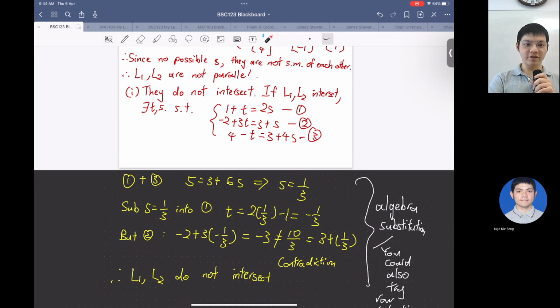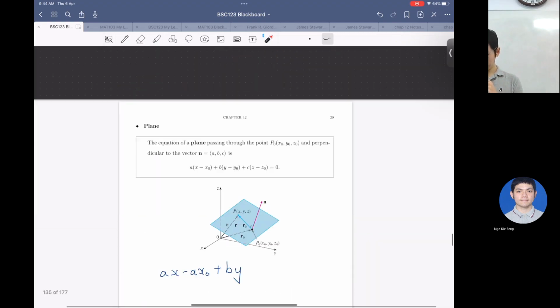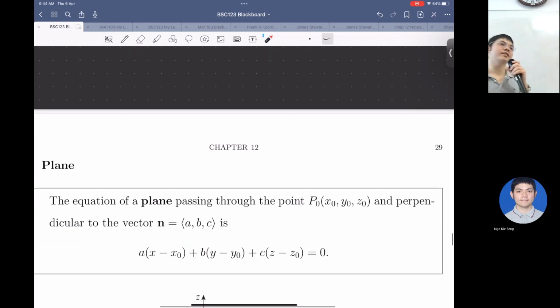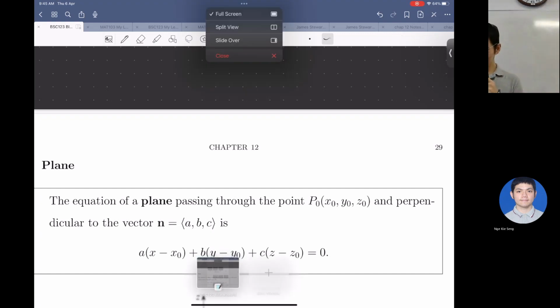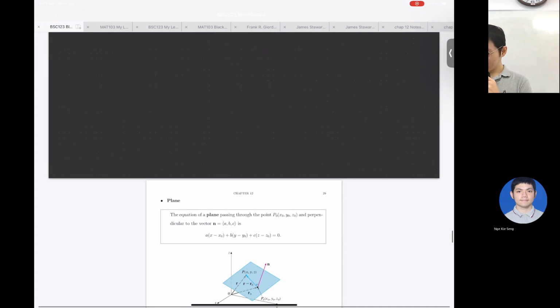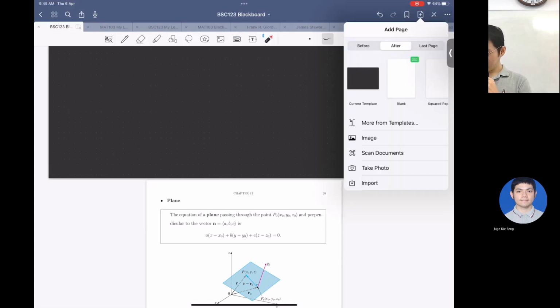Okay. So let's introduce one more equation before we leave, which is the plane. So now we finished talking about line. Next, we talk about plane. How about plane? What is the minimal information you need to define a plane? 3 points. Okay, let's experiment something.